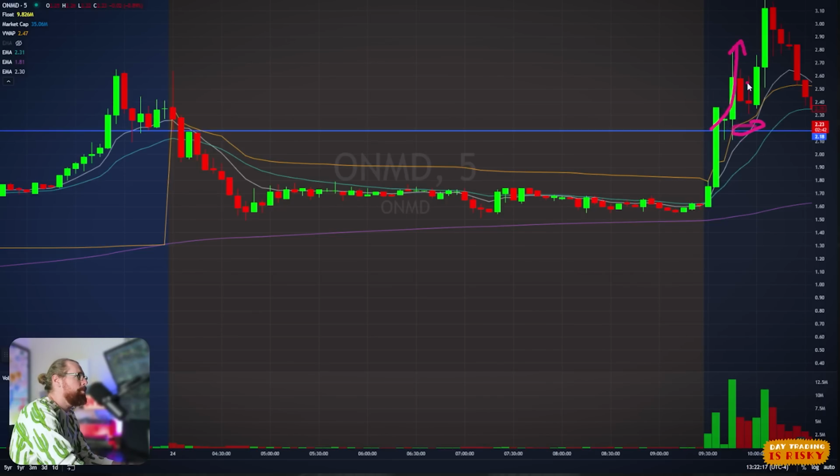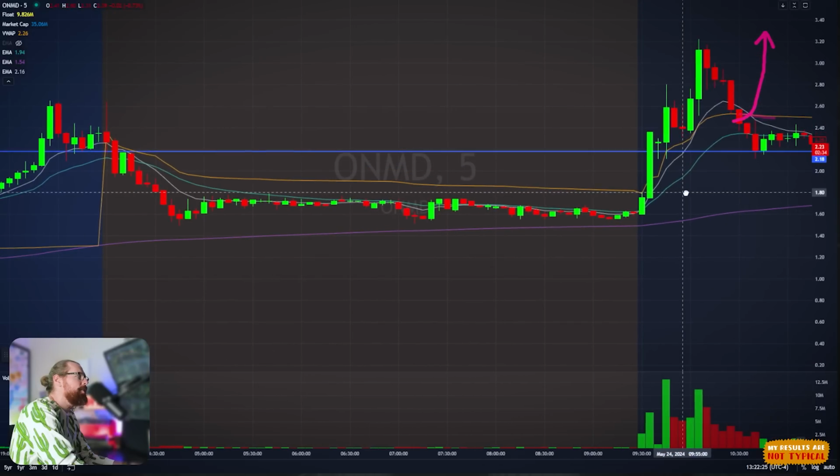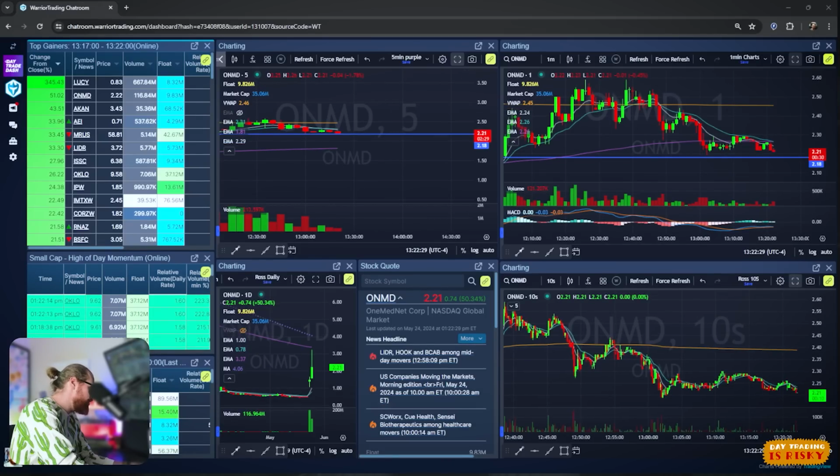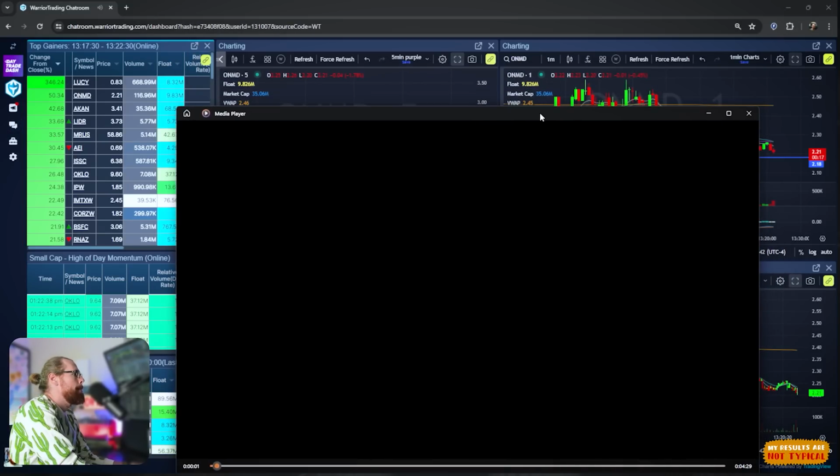Now we dip down, we pull back. This is another pullback. Max loss is the low of this red candle. And then we get another surge higher. We go up to $3.10 right there. Now, this ended up being a really clean pattern. Now, let me show you a live trading archive of this trade from today. I think you'll find this really interesting. So I'm actually going to show you my pullback pattern that I traded on this.